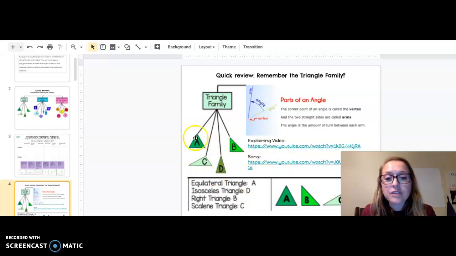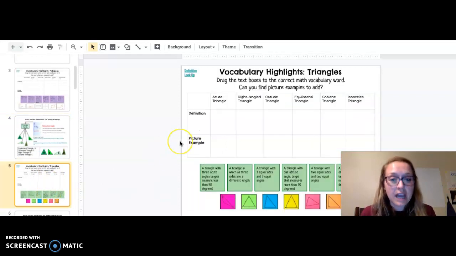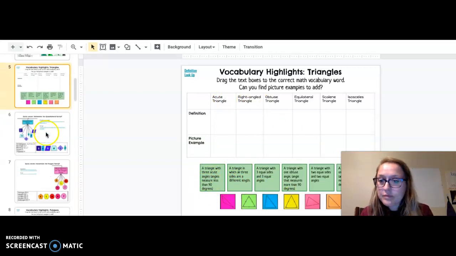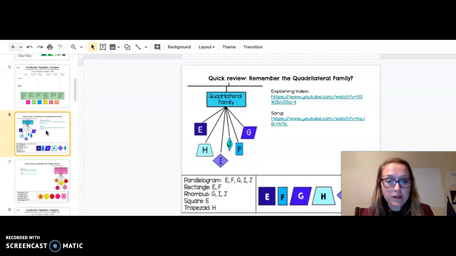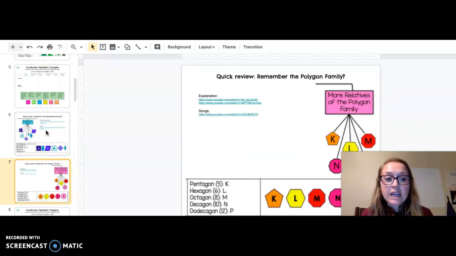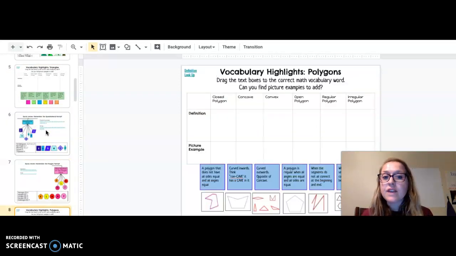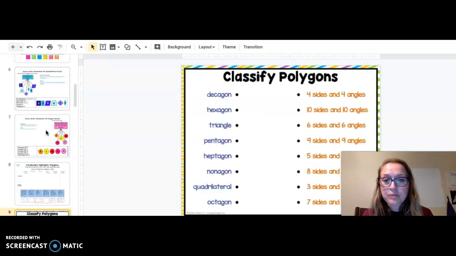So you're going to look at these shapes and say, okay, an equilateral triangle is A. Then you're going to look at the vocabulary words. Can you match the definition to the vocabulary word to the picture example? And then you're going to do the same thing for the quadrilateral family and for the polygon family, matching the vocabulary word to the definition to the picture example.